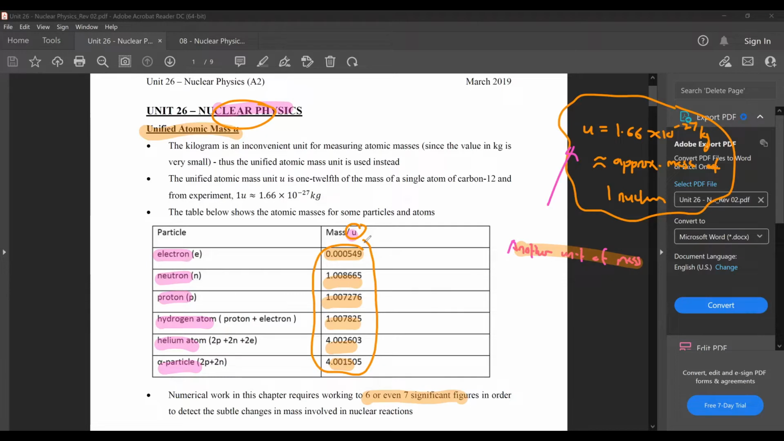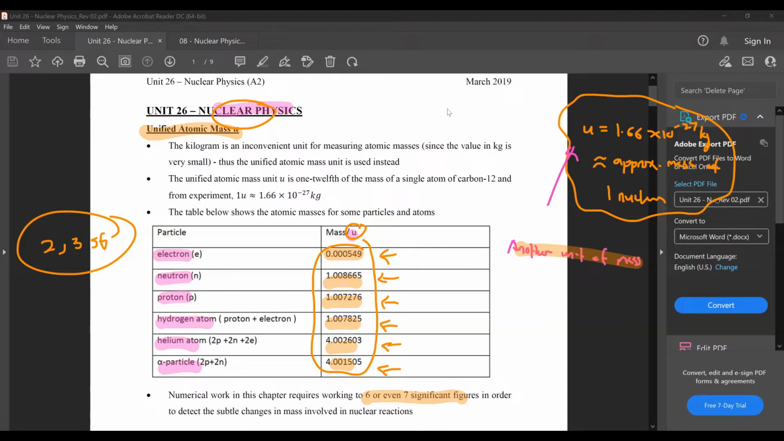All right, the usual standard last time was that you were only working up to 2 or 3 SF. But in your current case, when you're dealing with questions from this chapter, if they give you the masses up to this number of SF, you need to maintain this number of SF in your working. All right, because the thing here is that when you're dealing with subatomic particles, the difference in mass is really small. So when the difference in mass is really small, you need to work to a larger number of SF.